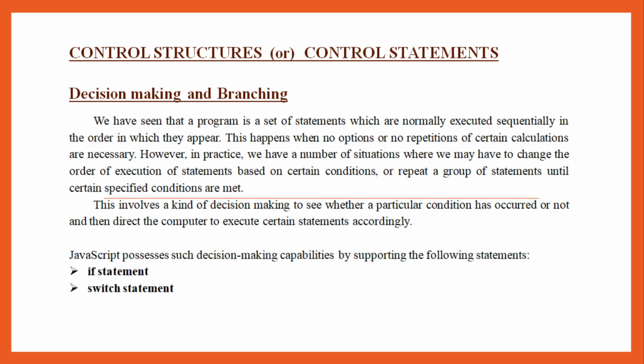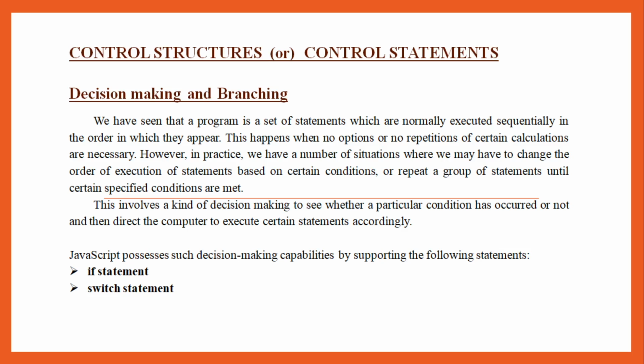This happens when no options or no repetitions of certain calculations are necessary. In practice, we have a number of situations where we have to change the order of execution of statements based on certain conditions, or repeat a group of statements until certain conditions are met. This involves a kind of decision making to see whether a particular condition has occurred or not, and then the computer executes certain statements accordingly.